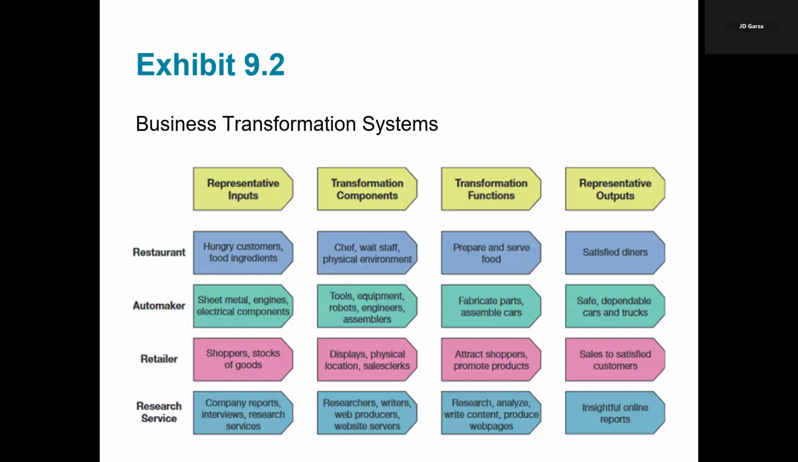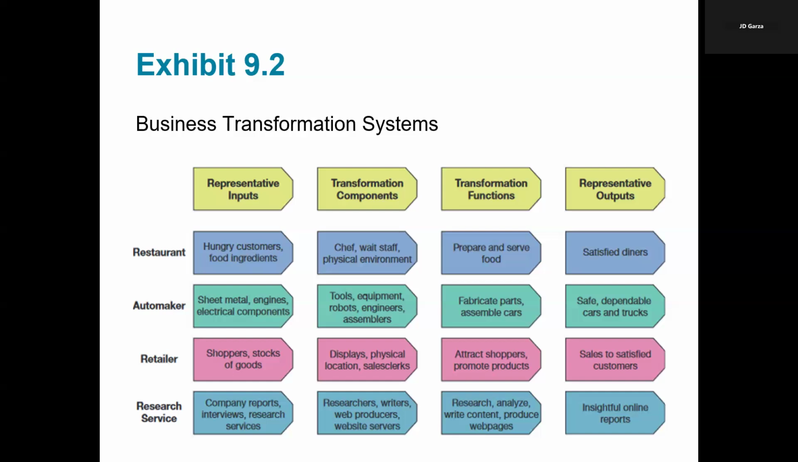Okay, so let's go to the automaker in green. Now, that automaker, those tools, equipment, robots, and engineers, they're involved in fabricating those parts and the assembly of cars, and then you have the research services. And that's where you have the researchers, the writers, the web producers, and they use that gathered data to analyze, write content, and even produce those reports or web pages. Now, these transformation functions represent the operational core of a business, where those resources are used to create value and achieve those desired outputs.